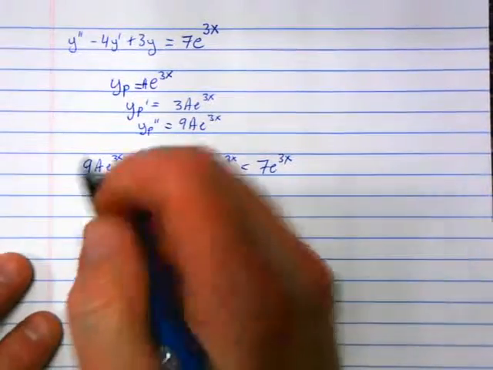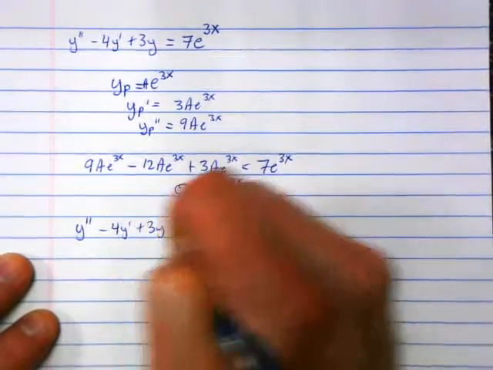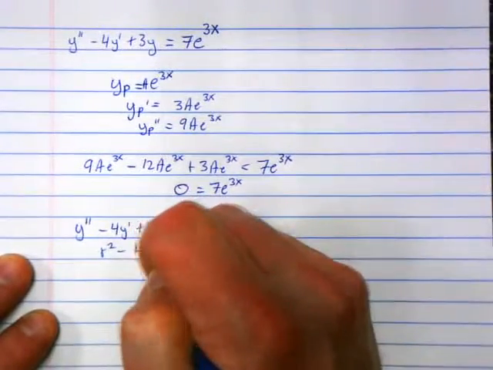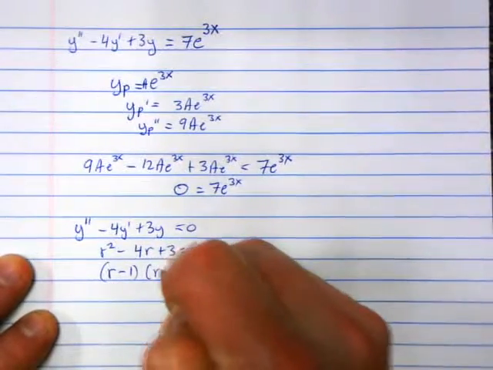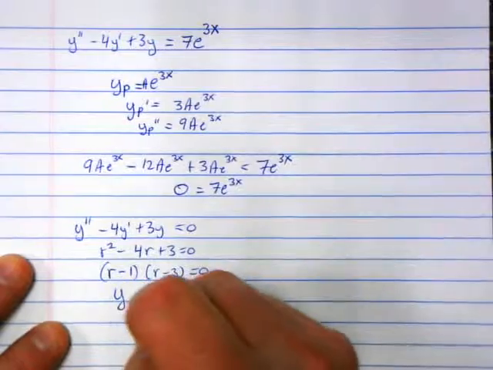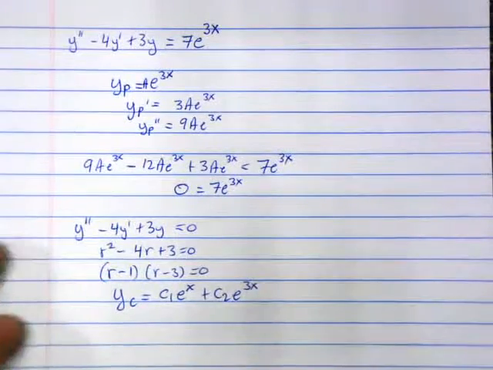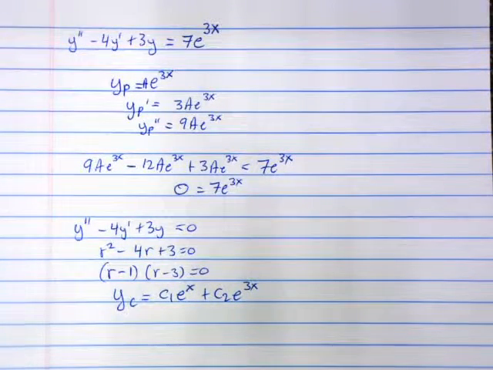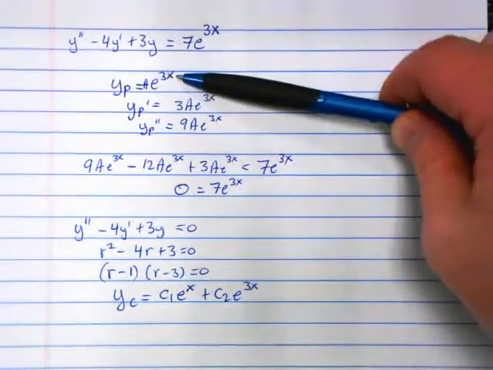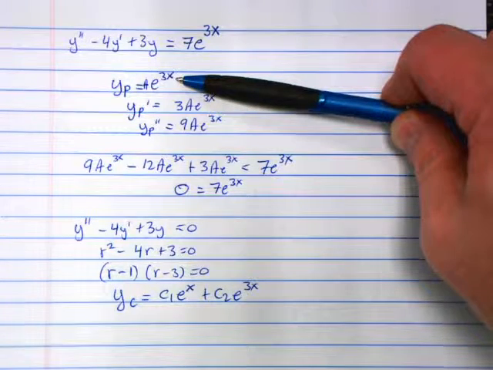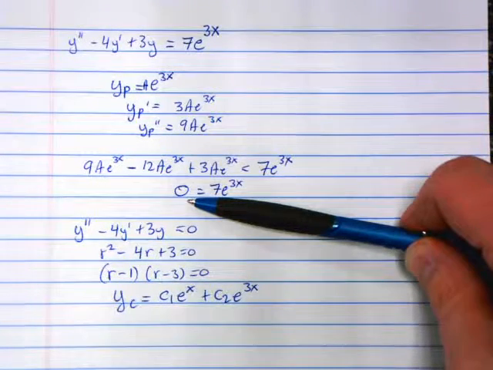Just for a second, let's solve the complementary homogeneous equation. This would be r squared minus 4r plus 3 equals 0. R minus 1 and r minus 3. So the complementary solution would be c1 e to the x plus c2 e to the 3x. If I had used any number except 1 or 3 right here, our guess would have worked out. It would have been pretty simple. But I did it on purpose. I made this the number 3 to make it crash.